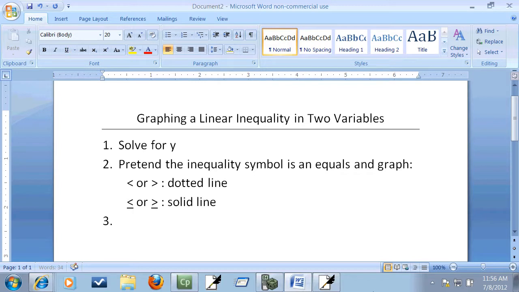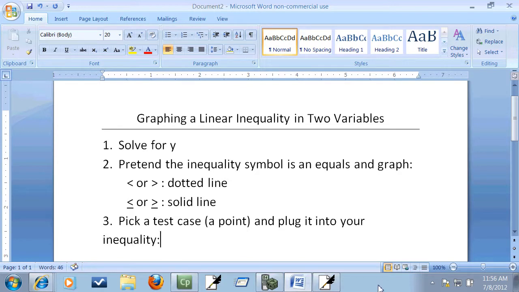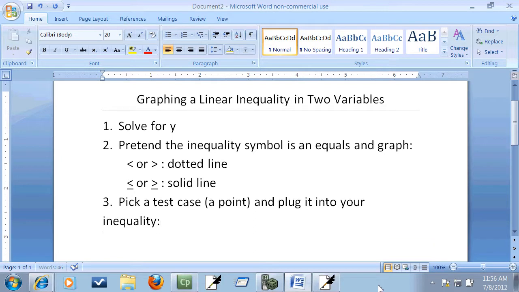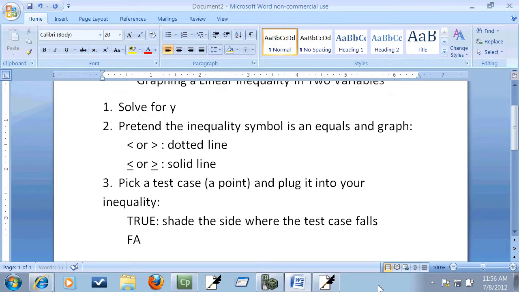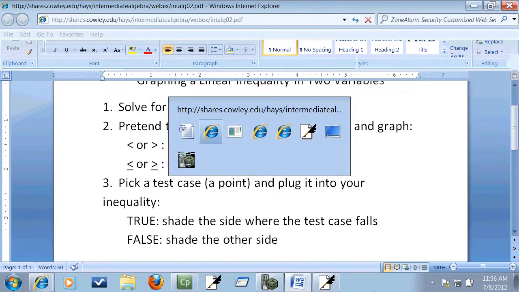Okay. Then 3, pick a test case, a point, and plug it into your inequality. Now, if it's true, then you shade where the test case falls. If it comes up with false, then you shade the other side. So let's use these steps to work this problem.